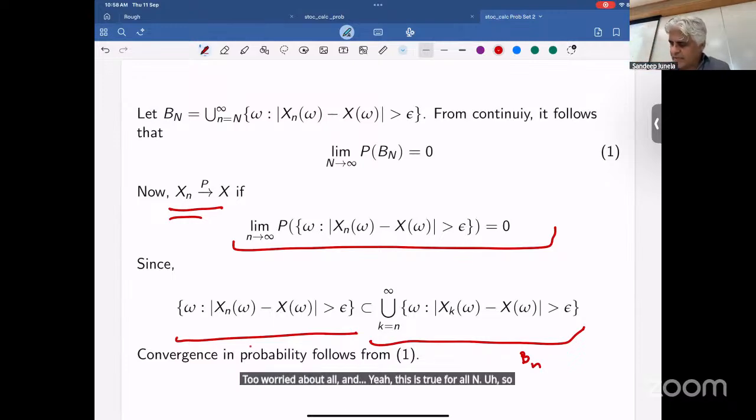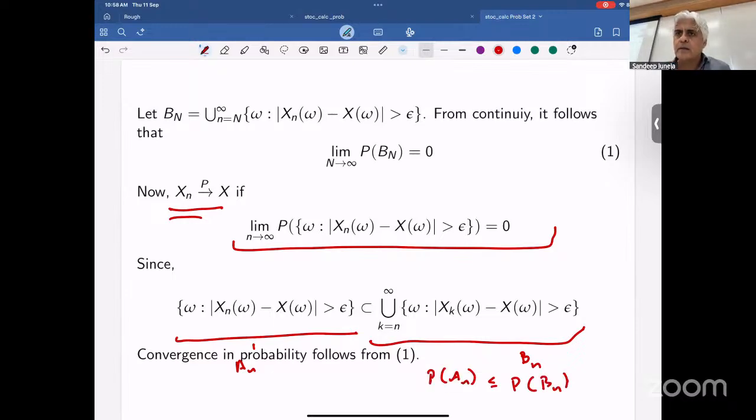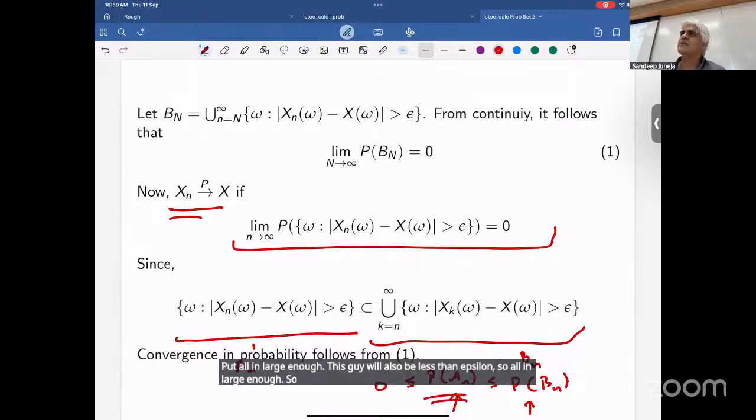So let's call this guy An. Then P of An is less than or equal to P of Bn. This guy in the limit exists and is 0, so this guy should also have the same limit, 0. Just go back to the definition of limit. This guy is going to be less than epsilon for all n large enough, so this guy will also be less than epsilon for all n large enough. So it also has a limit of 0.